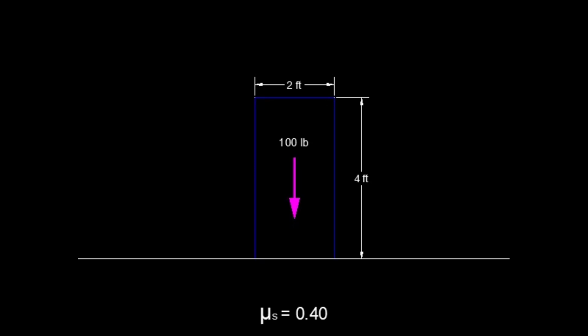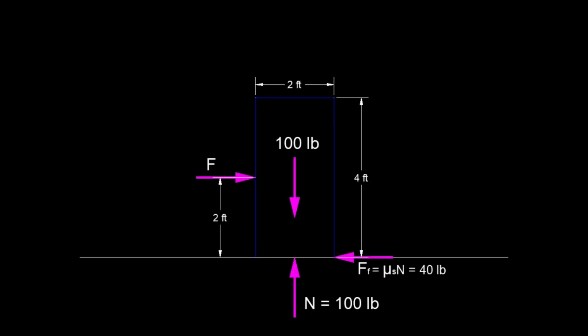And the first thing we want to do is calculate what is the force necessary to make it slip. Okay, in this case we have a static coefficient of 0.40. So let's go ahead and draw the free body diagram of this box. Okay, and so we have the box, we have the weight, 100 pounds in the center, force applied 2 feet off the ground, the normal force acting in the center of the box.